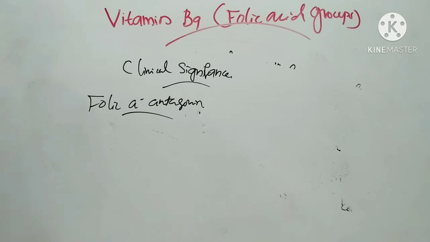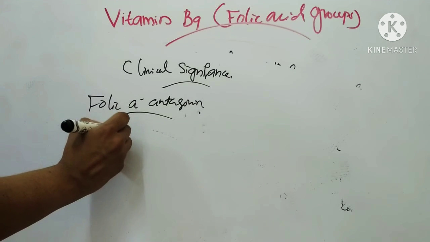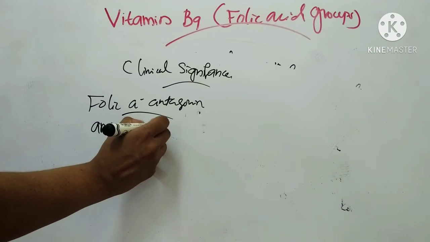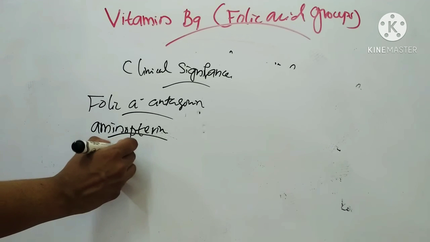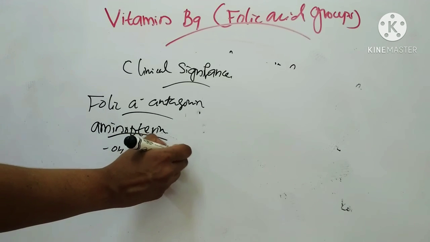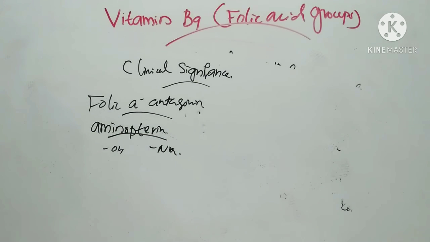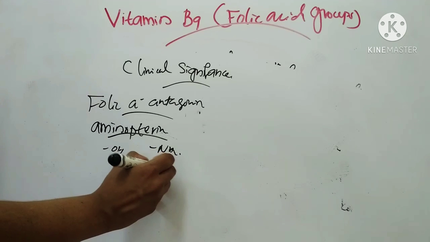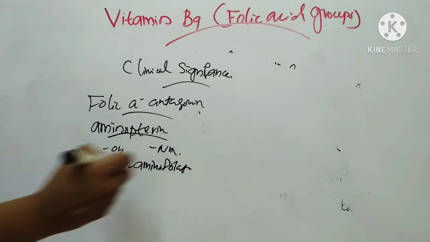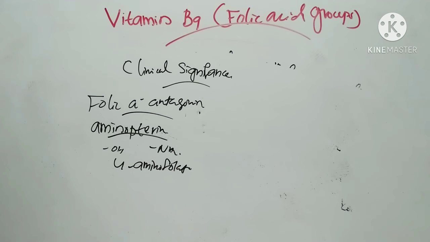First one is aminopterin. In this, the OH group is replaced by an NH2 group in position 4 of the pteridine nucleus. Chemically, it is 4-aminofolate. It has maximal inhibitory action.